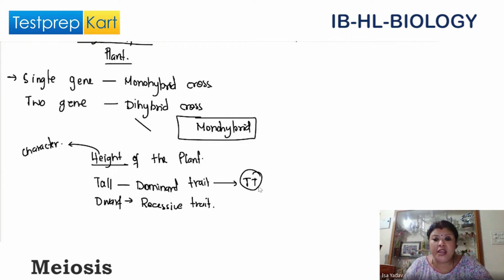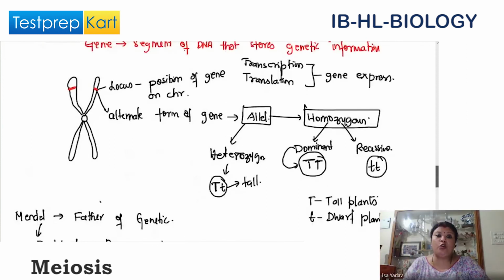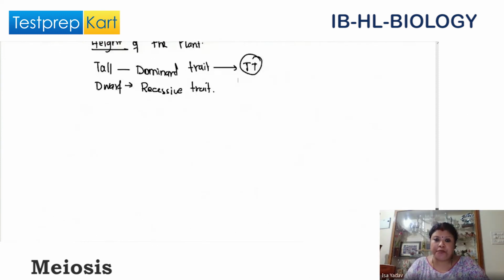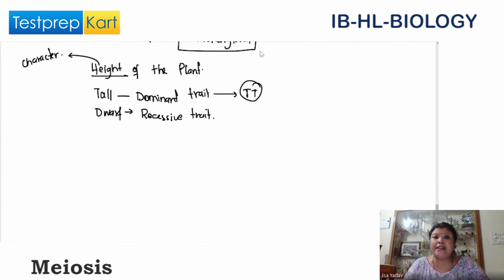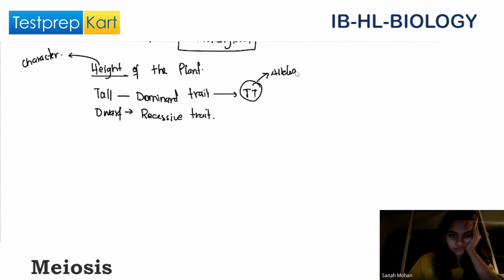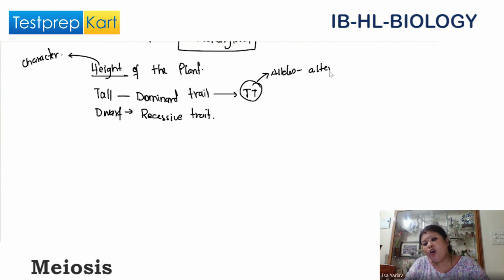Why 2 T's? Because we have alternate forms of genes. See, the chromosome I told you, right? This capital letter T and small letter t is nothing but alleles. Alleles are alternate forms of gene.